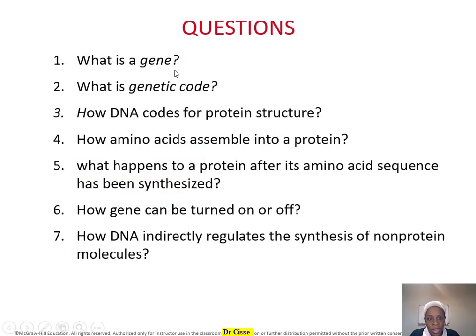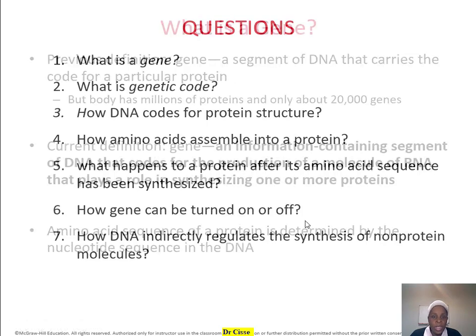Now let's ask some questions. What is the gene? We talked about it in the other video. The gene is the piece of the DNA that can code for a protein. So that DNA has to make mRNA and then protein. We'll talk about the genetic code. We'll talk about how DNA codes for protein structure, how amino acids assemble into protein. So now we know the building block of protein is amino acid, right? So amino acids come together to form protein. And then we'll talk about what happens when you make the protein, what it means to express a gene, and how you make stuff that is not proteins in the cell.